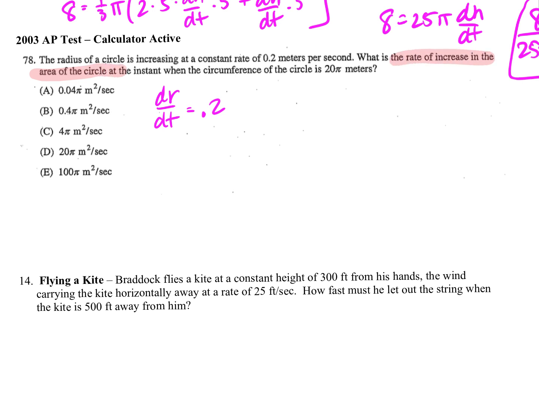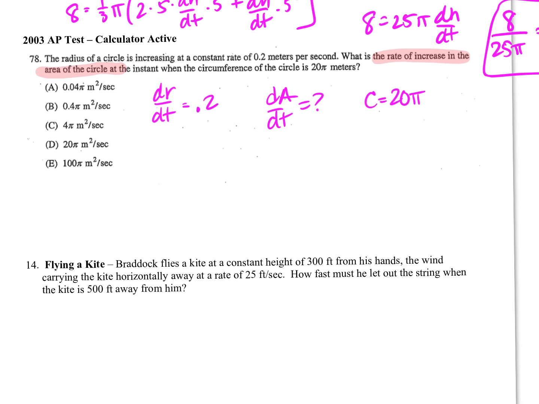Is it A or dA/dt? dA/dt, because it's a rate. At the instant when the circumference is 20 pi. Wilson told us what the circumference equation was yesterday. Does anyone remember? 2 pi r. Yep. Now, maybe we don't even need that. I don't know. But they want dA/dt.